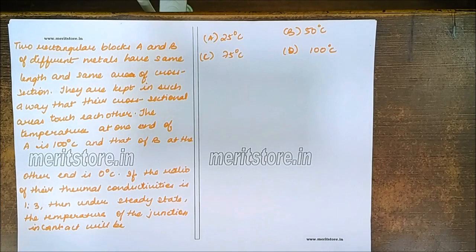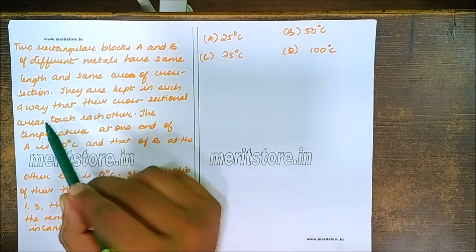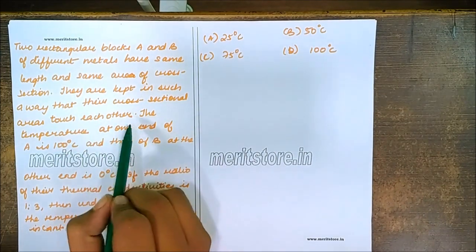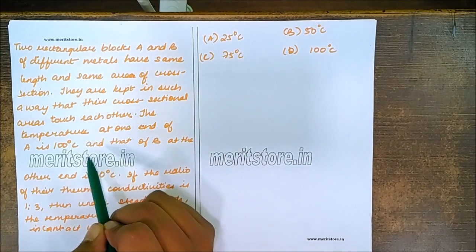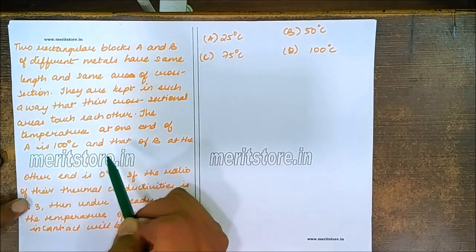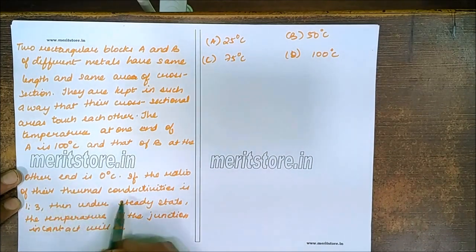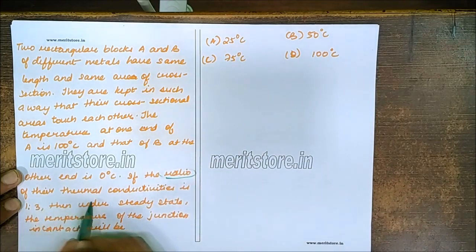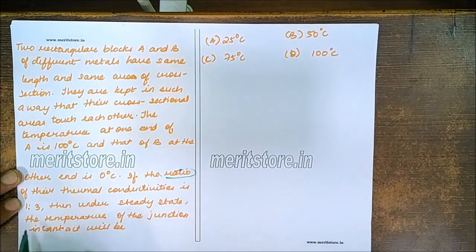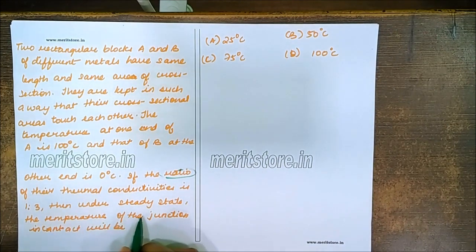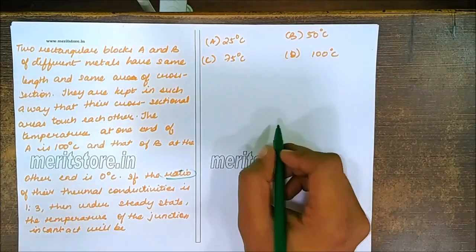The next question. Two rectangular blocks A and B of different metals have same length and same area of cross section. They are kept in such a way that their cross sectional areas touch each other. The temperature at one end of A is 100 degrees Celsius and that of B at the other end is 0 degrees Celsius. If the ratio of thermal conductivity is 1:3, then under steady state the temperature of junction will be, okay.